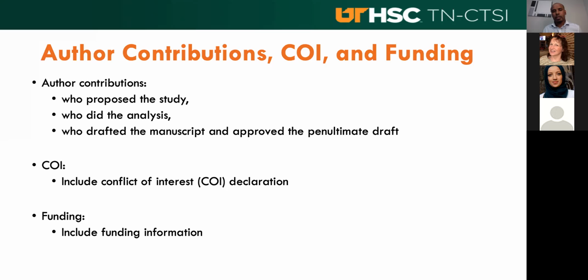Author contribution, conflict of interest, and funding are additional information that journals usually require you to add. In the author contribution, you mention who conceived the study, who proposed the study, who drafted the first manuscript, who conducted the statistical analysis, using the abbreviations of the names of the authors or co-authors, and who approved the final article. So a brief description of the authors' contributions is important.